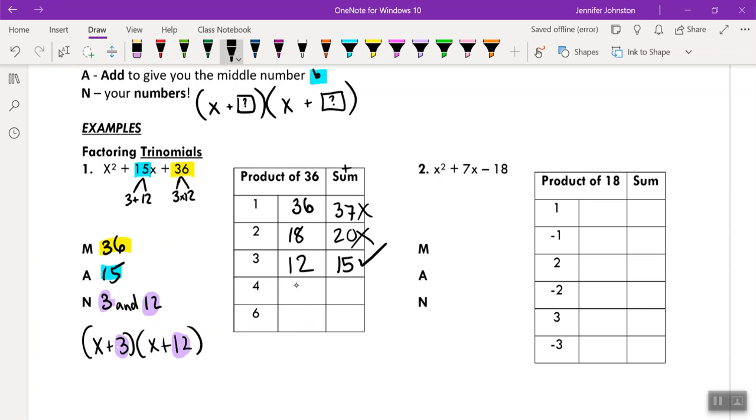But you can go and check and see, like 4 times 9. 4 and 9 is 13. That's not 15. What about 6 and 6? That's 12. That's not 15. So the only one that works is 3 and 12.